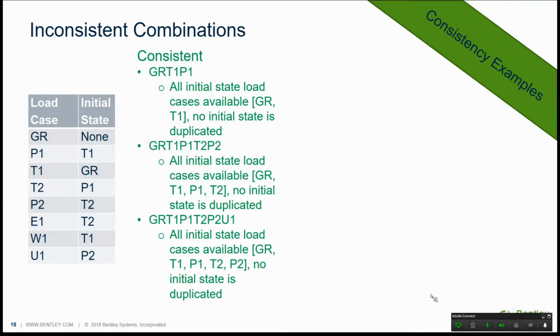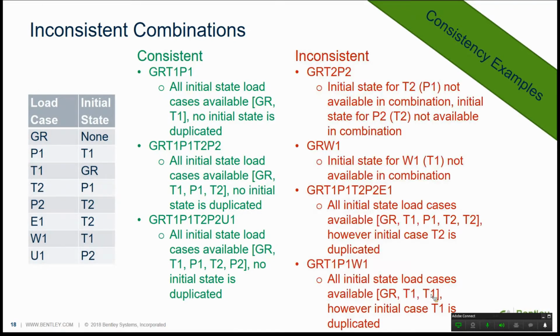GRT1, P1, T2, P2 is consistent because all of the initial state load cases are available, which are gravity, T1, P1, and T2. And again, no initial state is duplicated. And going even further, GRT1, P1, T2, P2, U1, user 1, is consistent because all the initial state load cases are available again and none are duplicated.